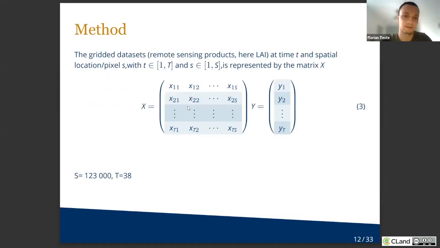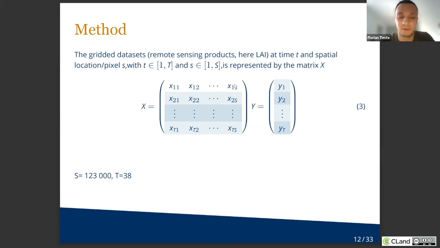So to illustrate that, let's say that this matrix X is the leaf area index. So we have in rows the time. We have 38 years, so we have 38 rows. And we have in columns the number of pixels, the spatial location. And we have a lot of pixels, more than 100,000 pixels. And with these pixels, we want to predict one price variation or one yield variation.